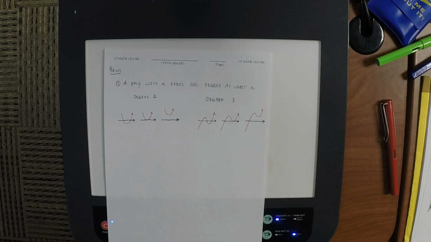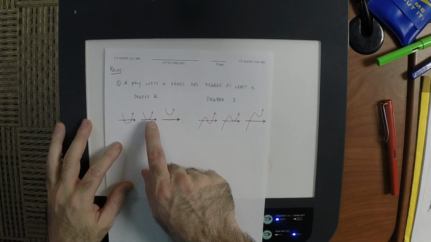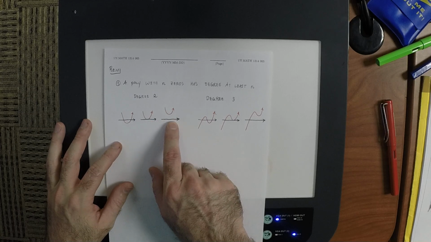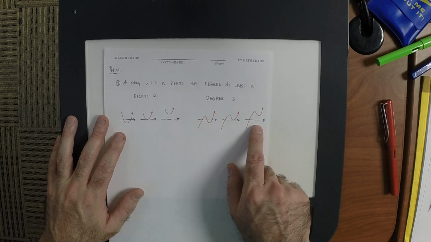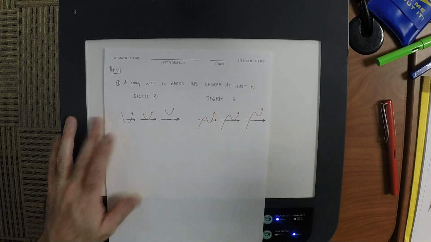So what I want you to see from this is that if I were to present to you a polynomial that has say 4 zeros, it would have to be degree at least what? At least 4. But it could conceivably be more, right? So for example, this has no zeros, but it's degree 2. This has 1 zero, but it's degree 3.